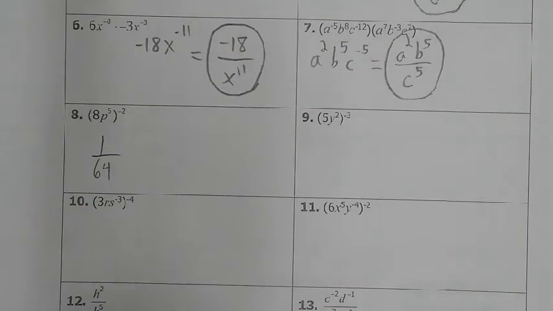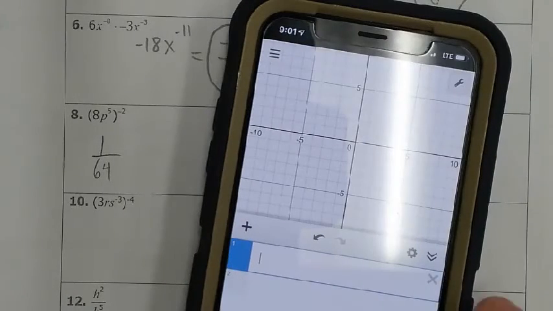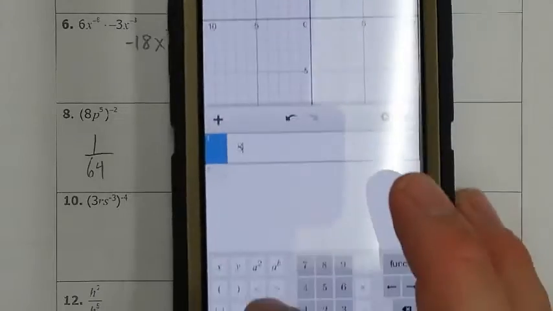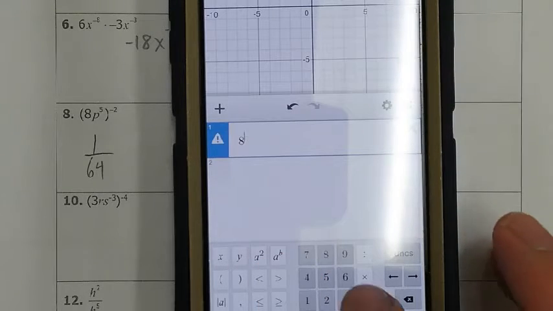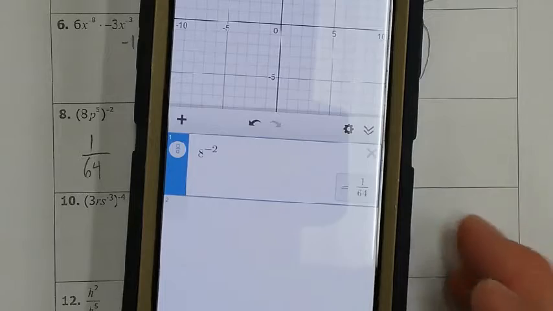Actually, I'll do that just for the video. So 8 to the, press the A to the B, negative second. Gives you a crazy long decimal. Then press the fraction button. 1 over 64.